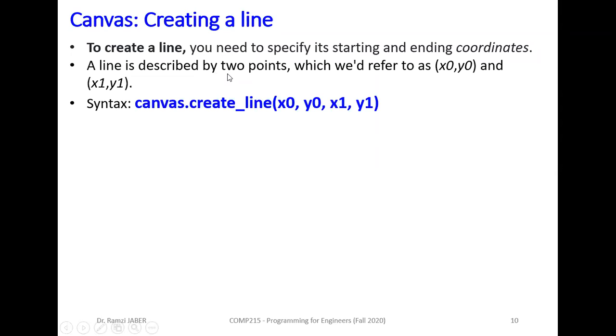A line is described by two points, x0, y0, and x1, y1. The syntax will be canvas.create_line, create underscore line, and give it x0, comma, y0. This is the first point, comma, x1, comma, y1. This is the ending point. So Canvas will draw a line between two points.